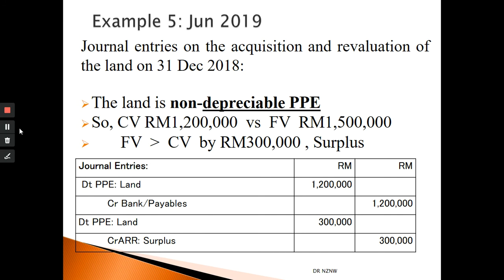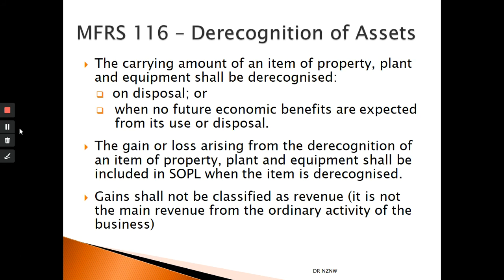Okay, so we have done our part on subsequent measurement looking at the revaluation model. So we move on to the next part of MFRS 116, the recognition of asset. When you first start your MFRS 116, we start with recognition. Recognition means that from nothing, we recognize it as an asset. When we talk about derecognition, it is the opposite of the process. From having that asset, we are going to derecognize, meaning remove it.